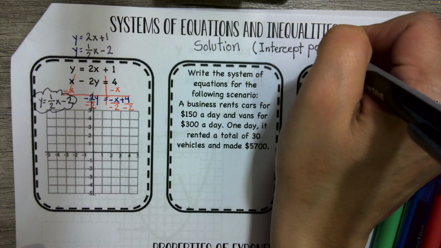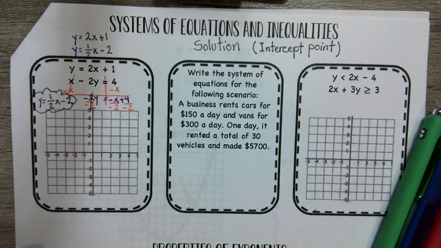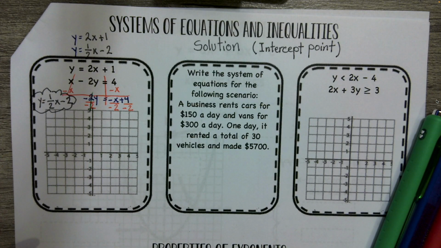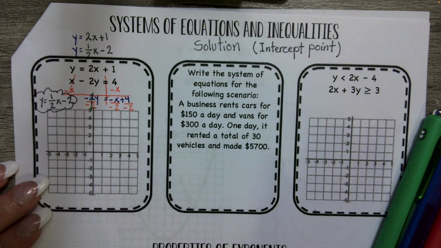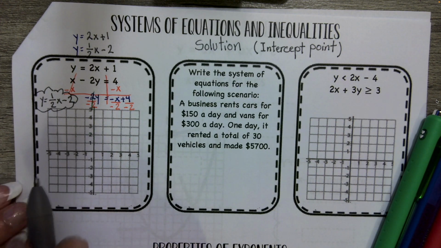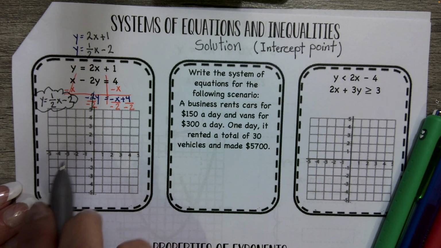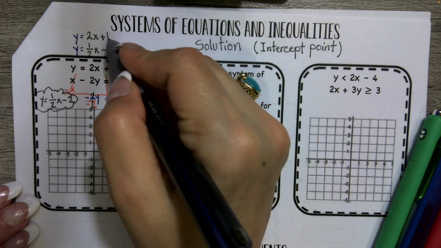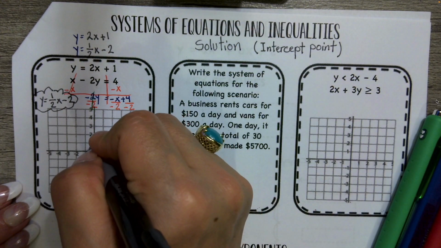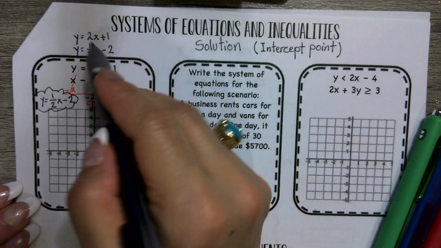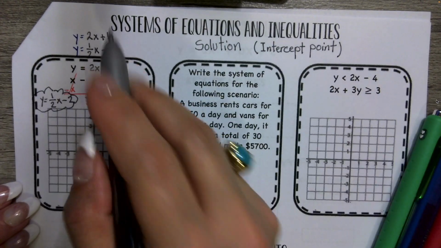Where those two lines intercept. Okay, so over here, I can use my calculator, but it's actually very easy. So I'm just going to show you how to graph it by hand. So the first one, the b or y-intercept is positive 1. There you go. Then your rise over run is 2 over 1.